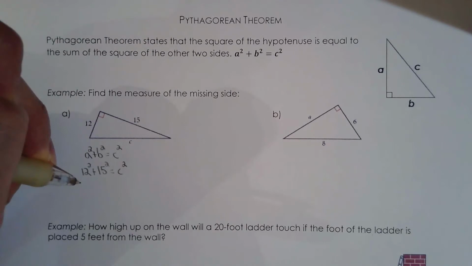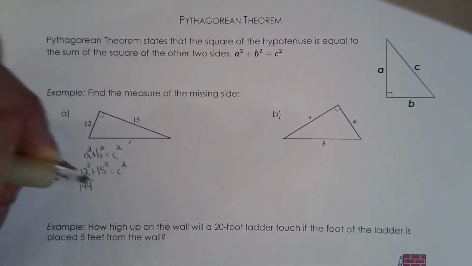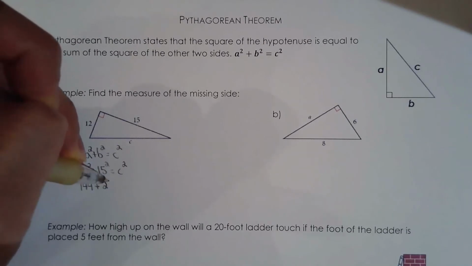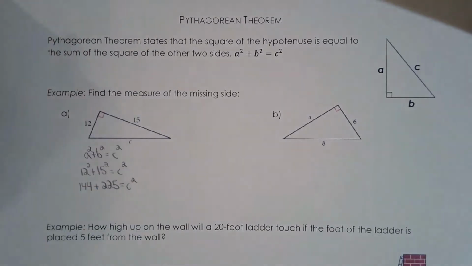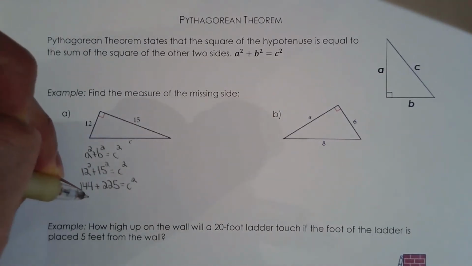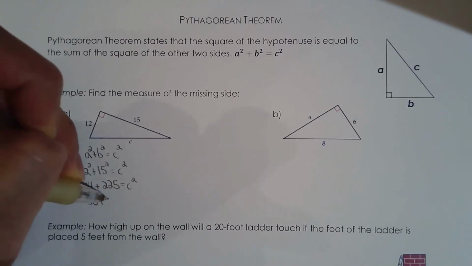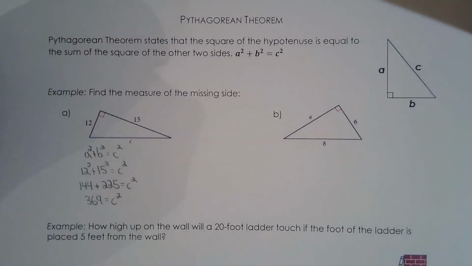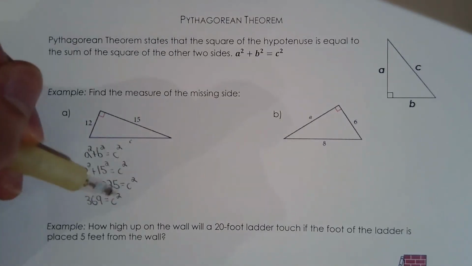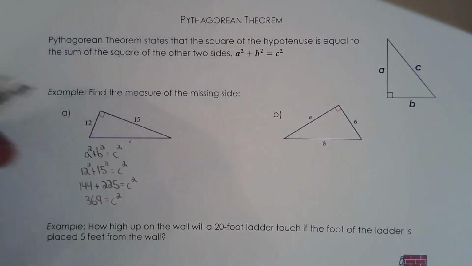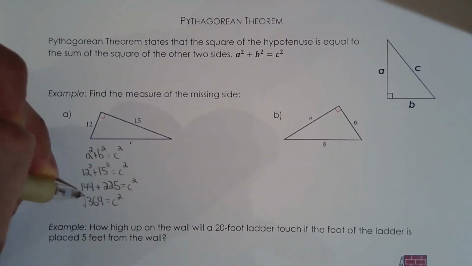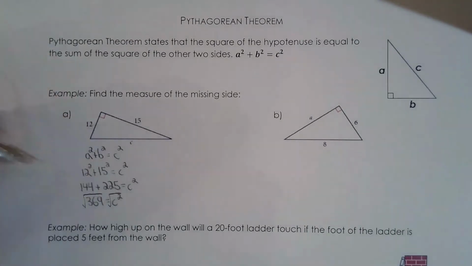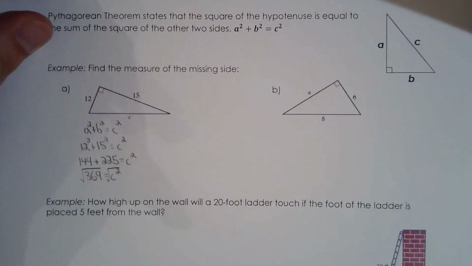Okay, 12 squared, you can punch this in your calculator, 144. 15 squared, you can punch this in your calculator, 225. Let's add them together. So that's going to be 369. Okay, so I really don't want to know what c squared is. I'm interested in solving for c itself. So how do I undo the operation of squaring? I'm going to take the square root, because if I square root both sides of my equation, I can tell you exactly what c is equal to.